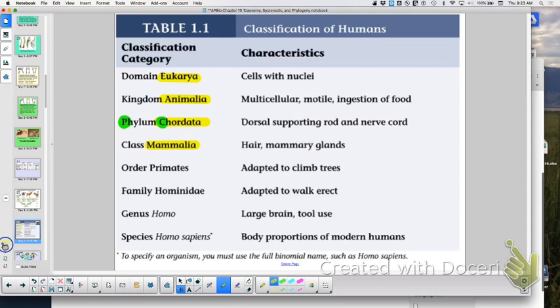Look away, look towards me. So what domain are we in? Eukarya. So it goes domain, and then it goes what? Kingdom. What kingdom? Phylum. Chordata, because you remember PC, politically correct, or PC computer.